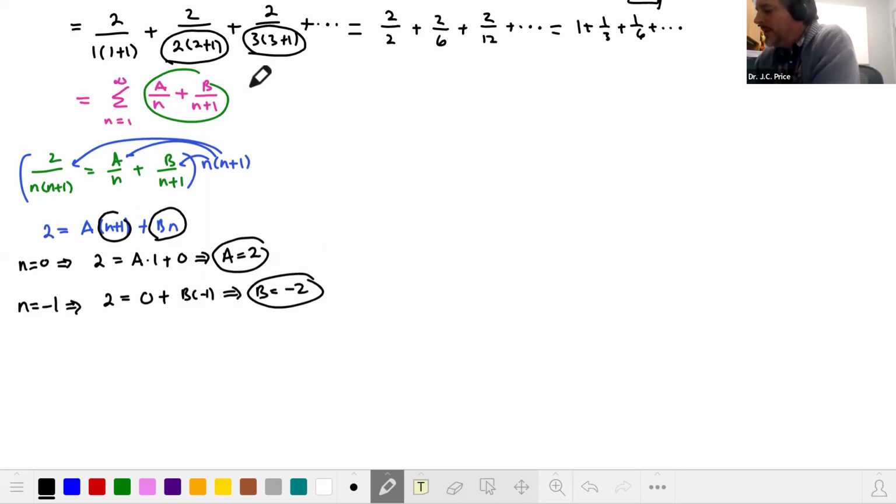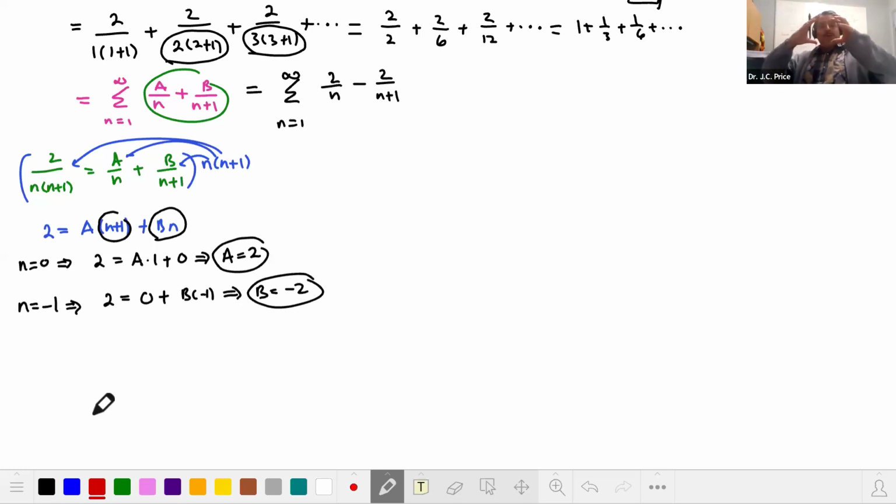And so this will be equal to what? This will be equal to the sum n equals 1 to infinity of 2 over n, and then minus 2 over n plus 1. And so what we're going to do now is we're going to telescope this. We're basically going to write it out, expanding it like a telescope, and then we're going to contract it in on itself because it's going to cancel. So let's see what happens.